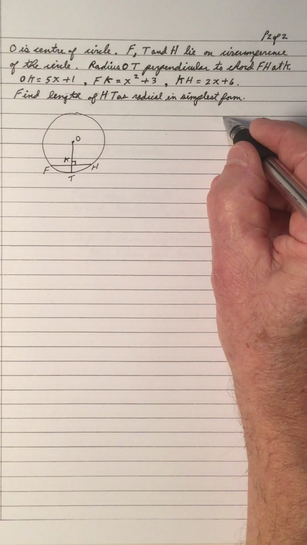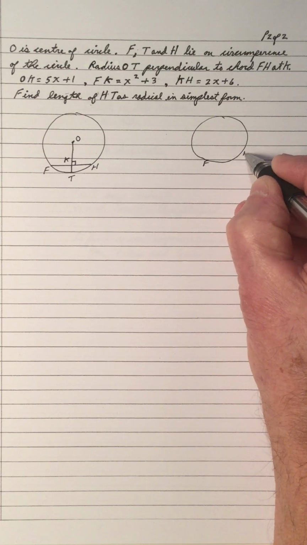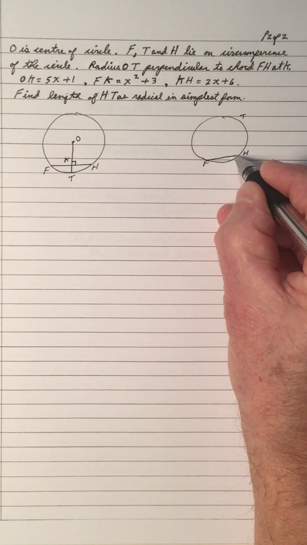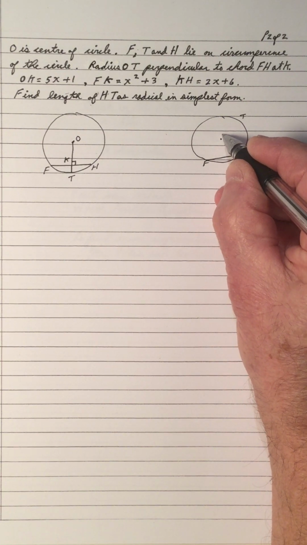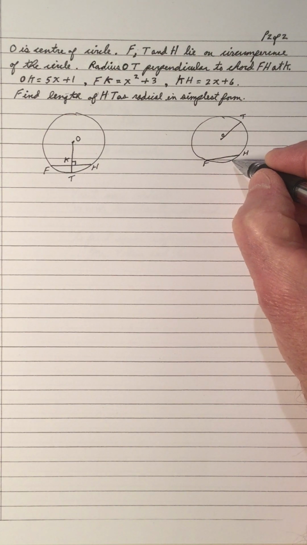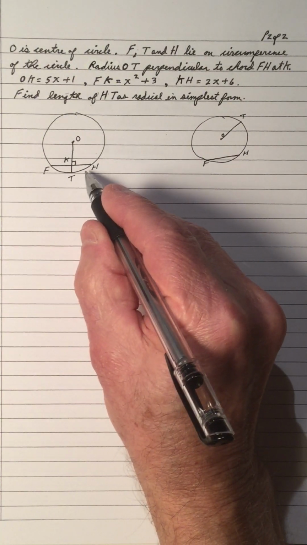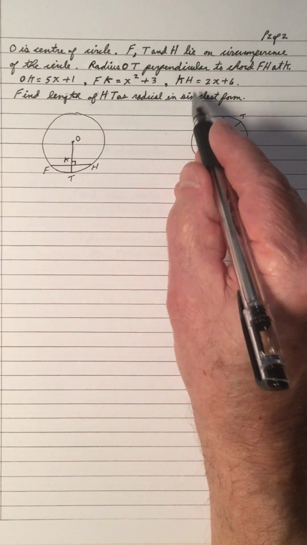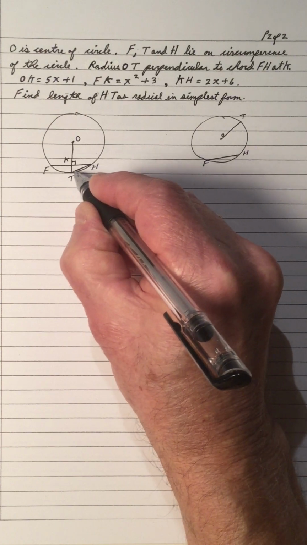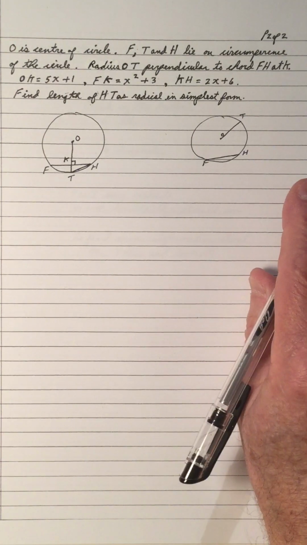So if I did an F and then an H and I put, let's say, T right here, so here's the chord, here's the center, if I drew the radius OT, OT wouldn't be perpendicular to the chord. So T has to be on the circumference between F and H. And it says find the length of HT, so I have to join these two. So how do we go about doing it?